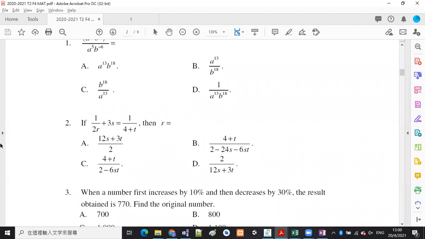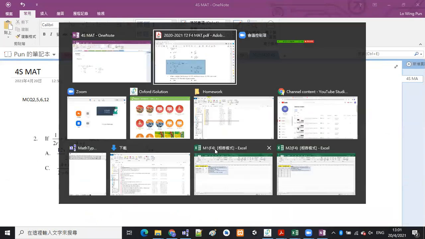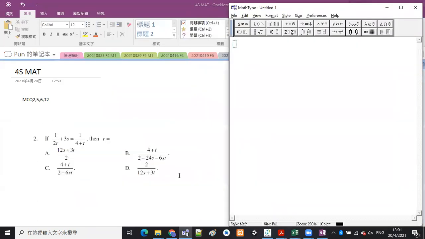Okay, number two, changing subject. So I want the subject to be R, and I have fractions adding together on the left-hand side. So I need to enlarge the fractions, okay, until they have the same denominator first, okay?